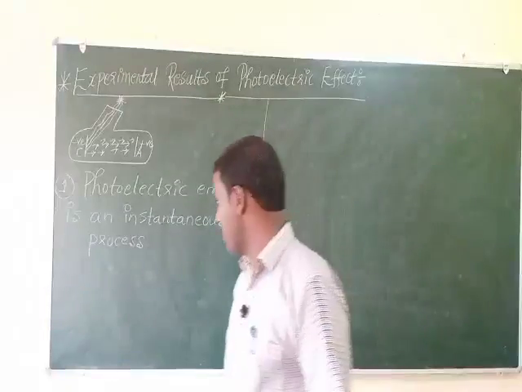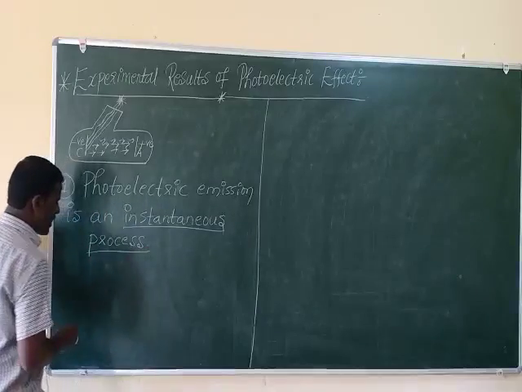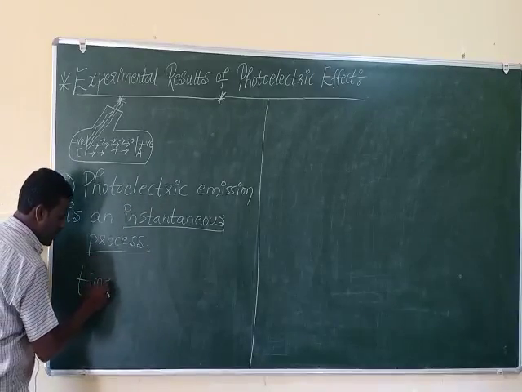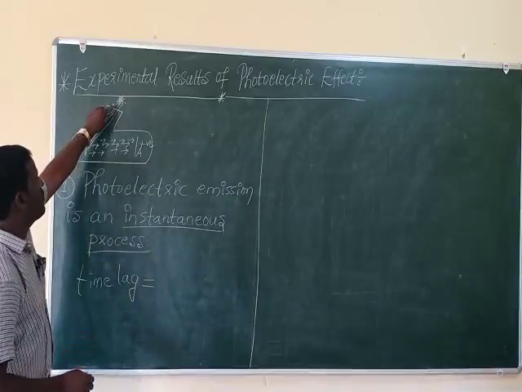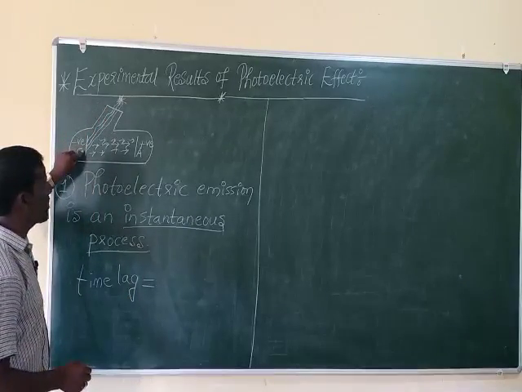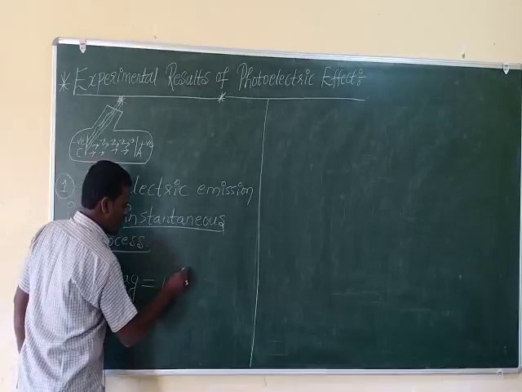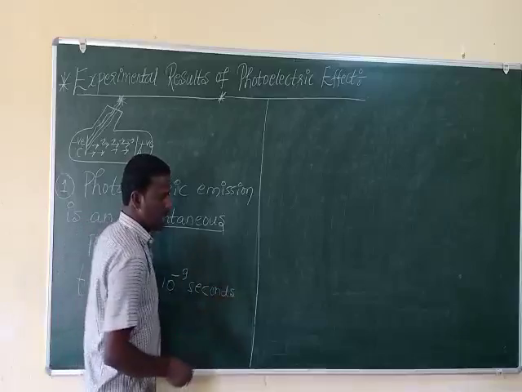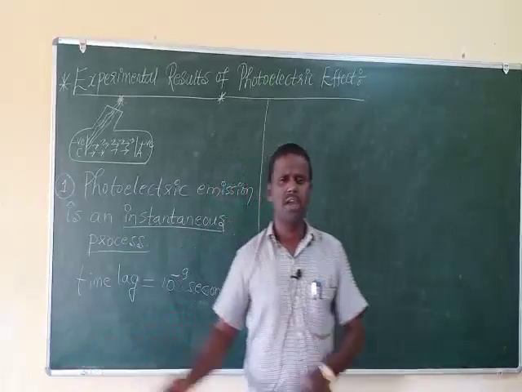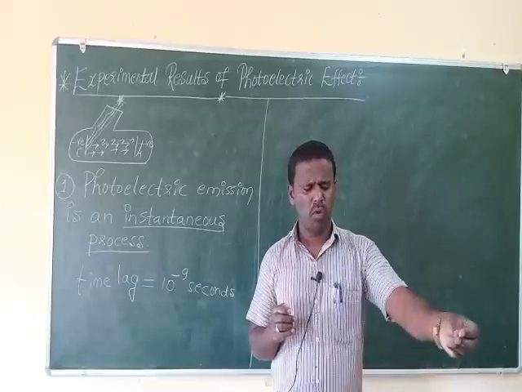Instantaneous process, this is called instantaneous process. So why it is called instantaneous process means the time lag, time difference between incidence of radiations on the cathode plate and emission of electrons is about 10 to the power of minus 9 seconds. This is the minimum time, very minimum time. It is the smallest time.